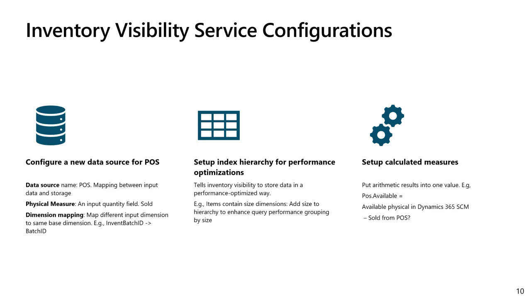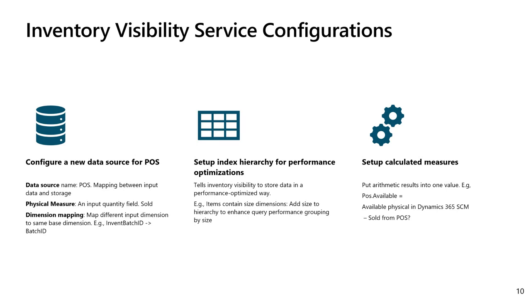After we have configured a data source, it is optional to set up an index hierarchy for performance optimization. An index hierarchy tells the inventory visibility service to store the data in a performance-optimized way. For example, if all the items in the Contoso entertainment system contain the size dimension, you may want to add size to the hierarchy to enhance the query performance when grouping by size.